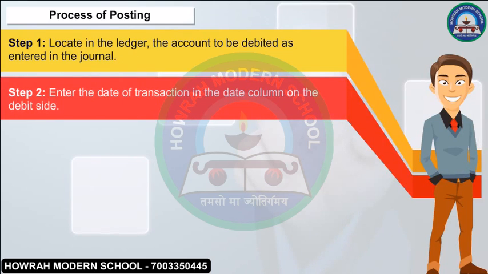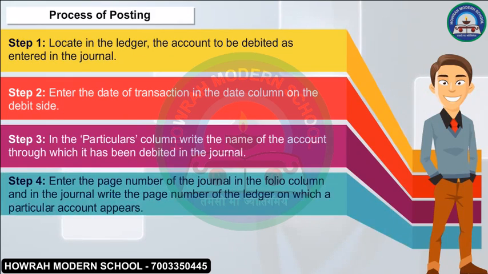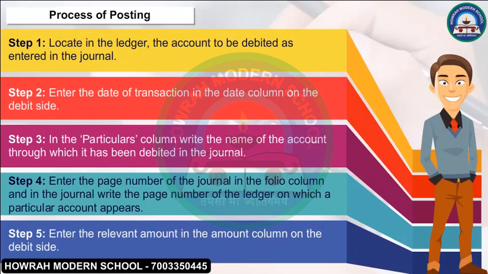Enter the date of transaction in the date column of the debit side. Step 3. In the particulars column, write the name of the account through which it has been debited in the journal. Step 4. Enter the page number of the journal in the folio column, and in the journal write the page number of the ledger on which a particular account appears. Step 5. Enter the relevant amount in the amount column on the debit side.